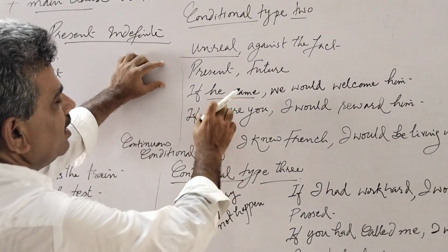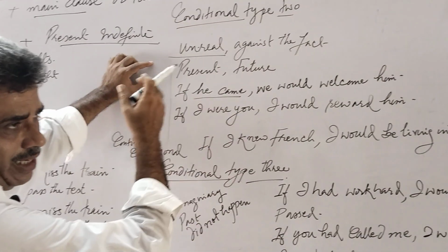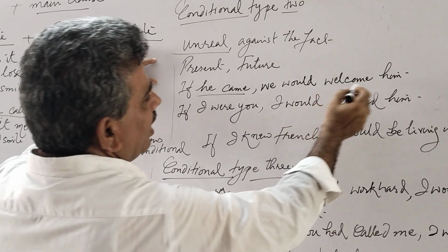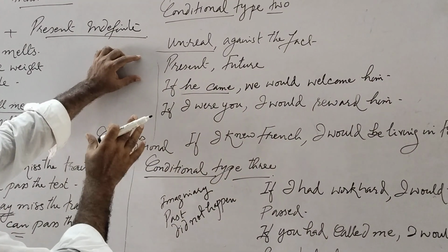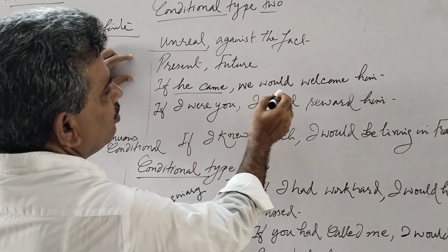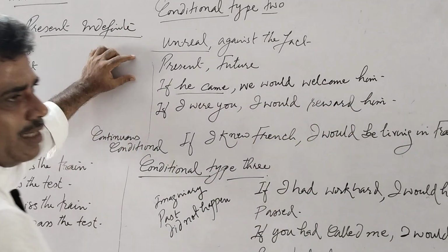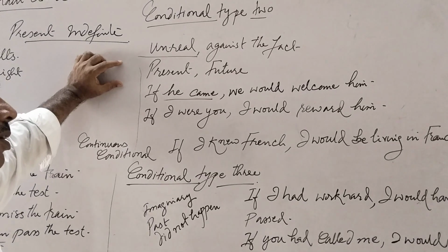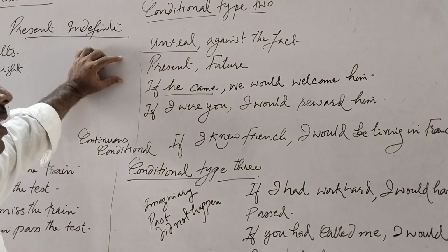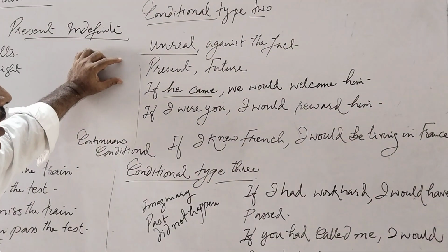If he came means it is not possible that he will come here. We would welcome him. We are not expecting him to come. That's why we have used if he came, we would welcome him. It means that it is not possible, it is not probable that he would come. So we say that if he came, we would welcome him.